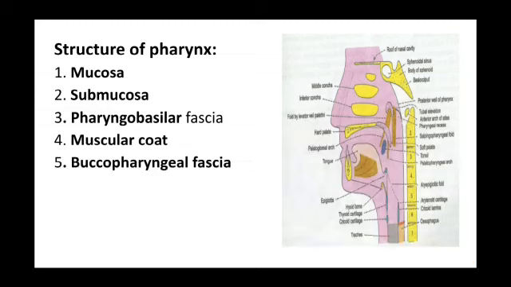So coming to the structure of the pharynx, from within outwards we have the mucosa, submucosa, pharyngobasilar fascia, the muscular coat and the buccopharyngeal fascia. Mucosa is lined by the non-keratinized stratified squamous epithelium. In the submucosa we have numerous mucous and serous glands.